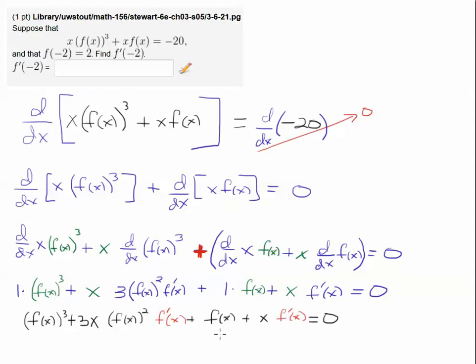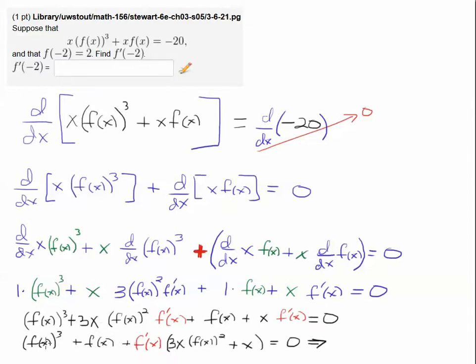So I collect like terms. f of x cubed does not have an f prime of x. And f of x does not have an f prime of x next to it, so I collect those two. I'm going to put those two terms together eventually. These two terms do have an f prime of x, and here I just rearranged 3x and f of x squared. And this term has an f prime of x. Okay, so now we're just going to solve for f prime of x using algebra.